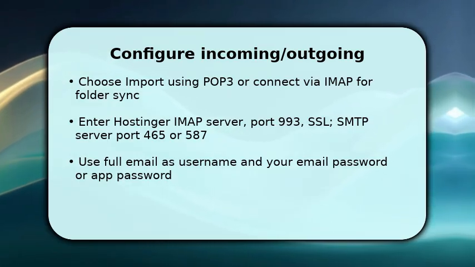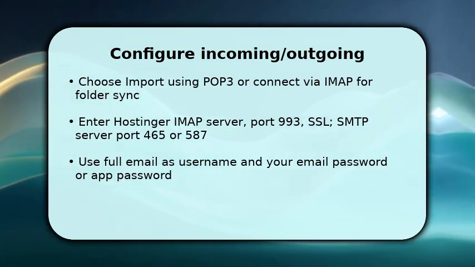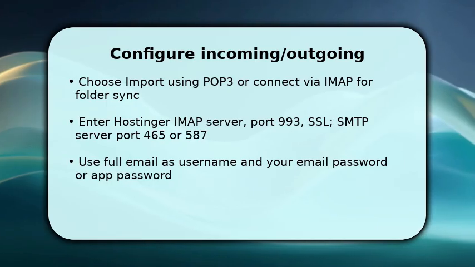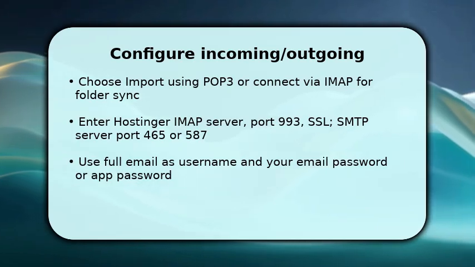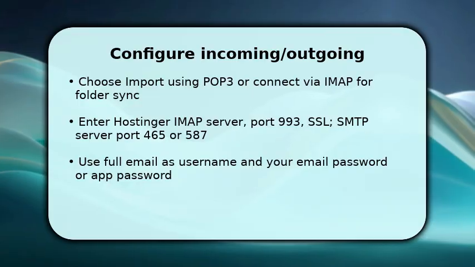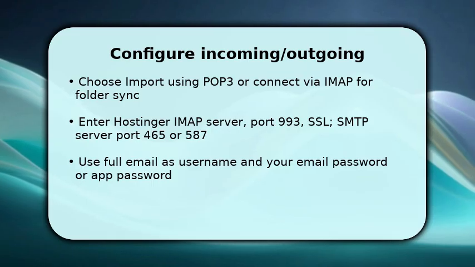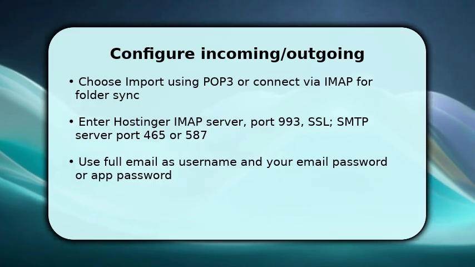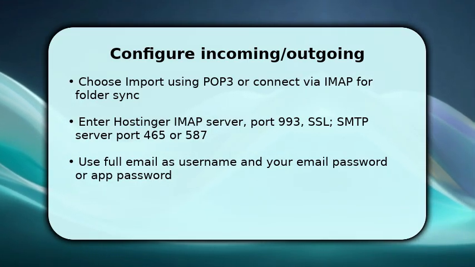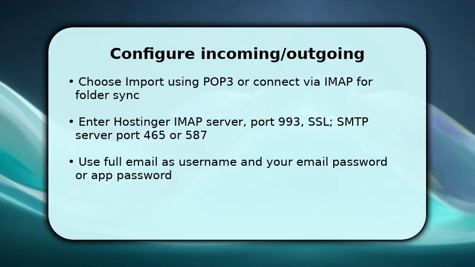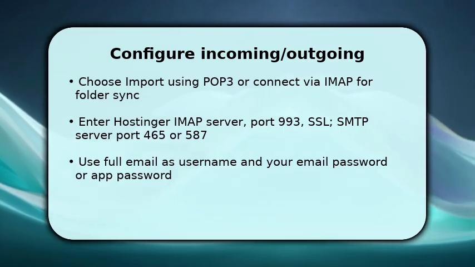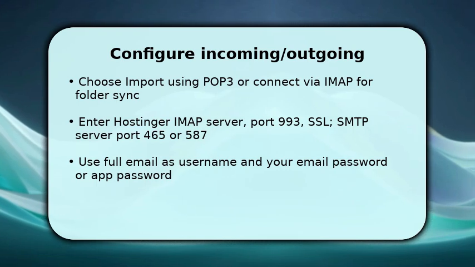Enter the IMAP server and port 993 with SSL, then set SMTP to port 465 with SSL or 587 with STARTTLS. Use your full email as username and your normal password or an app-specific password if you have two-step enabled. Once done, Gmail verifies and may send a confirmation code. Enter it to prove ownership.